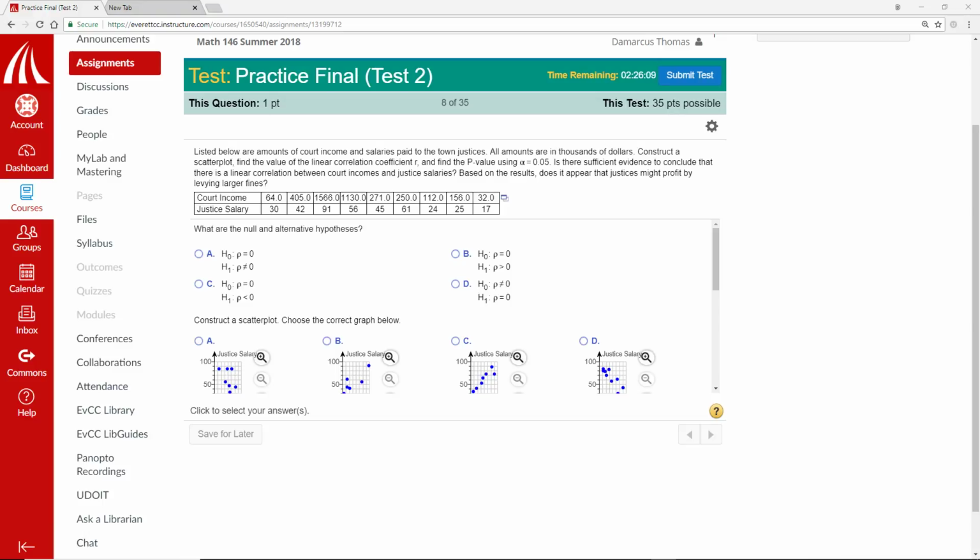$112, 156, 32. So we got 9 values in there. Let me check. 1, 2, 3, 4, 5, 6, 7, 8, 9.